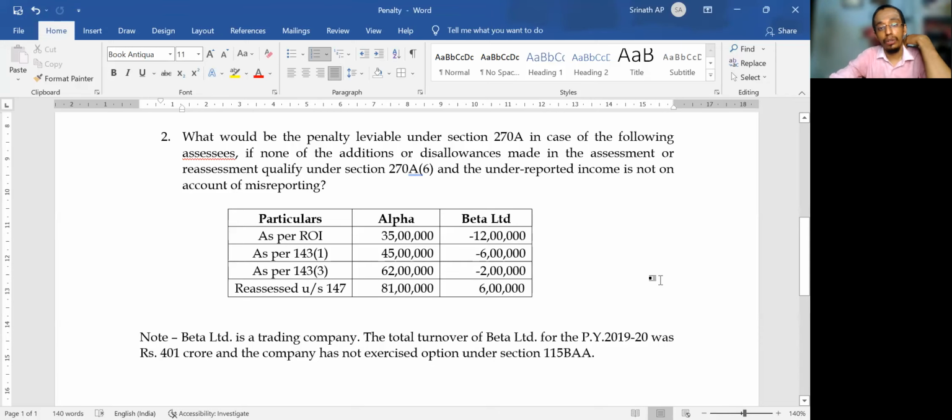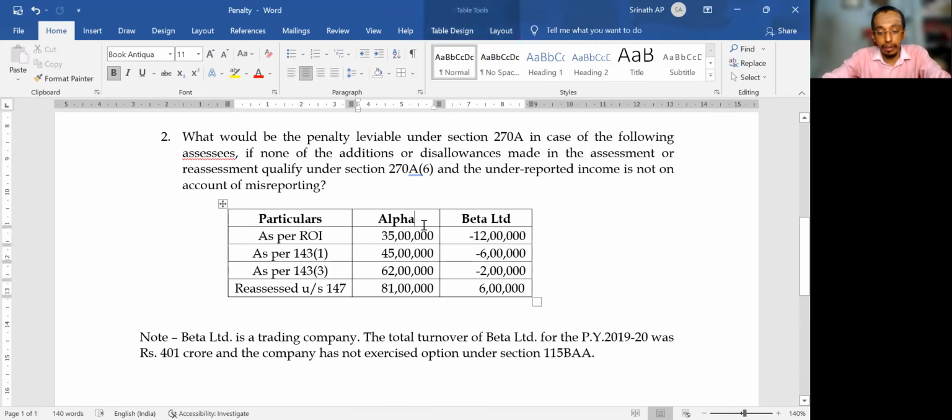What would be the penalty leviable in case of the following assessees? There are two assessees that we have got. None of the additions or disallowances were made under 270A(6), that is, it's not misreporting, and the underreporting is not on account of misreporting. We have got alpha and we have got beta limited.